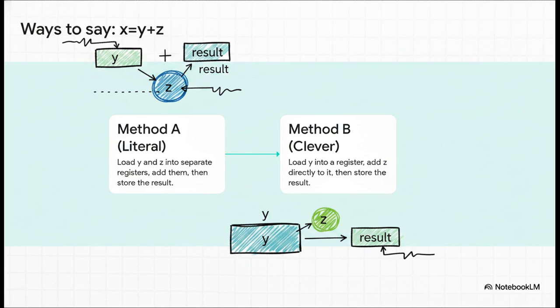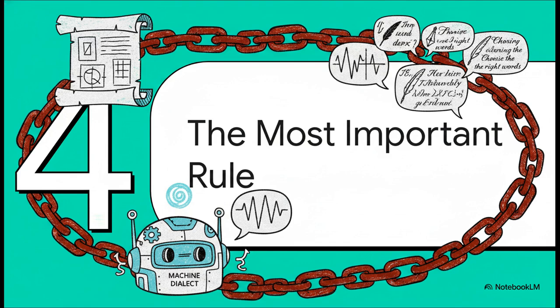It's a little more clever, right? It loads y into a register, adds z directly to that, and then stores the result. It uses fewer steps and fewer resources. That choice, choosing method B, that's what makes a program feel fast and efficient. So we've got these three big challenges: understanding the blueprint, speaking the machine's dialect, and choosing the right words.